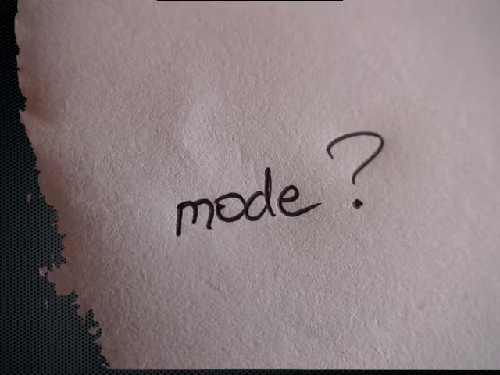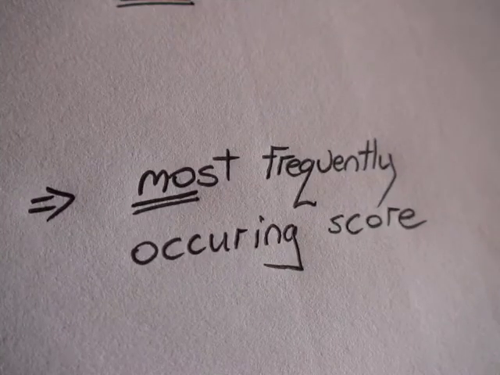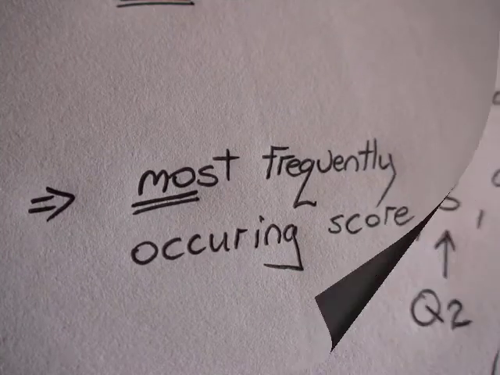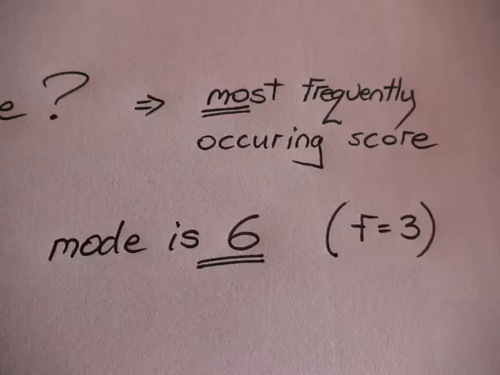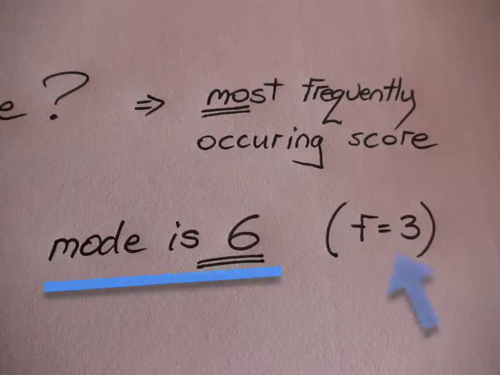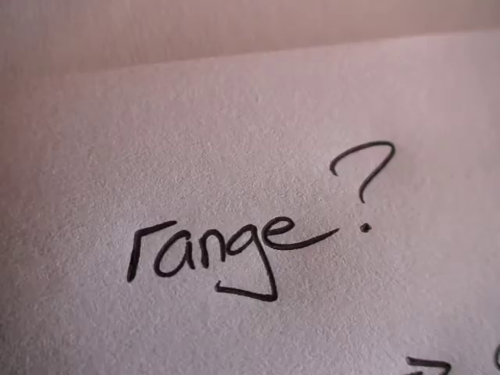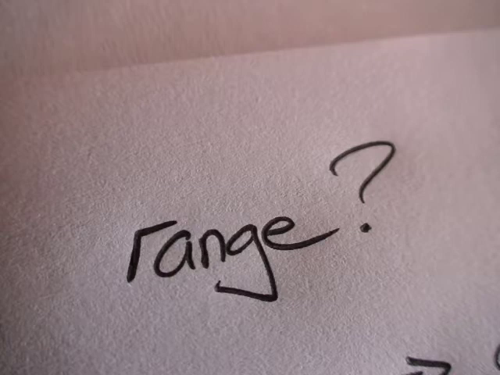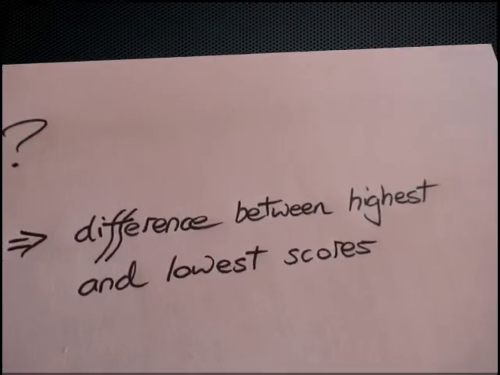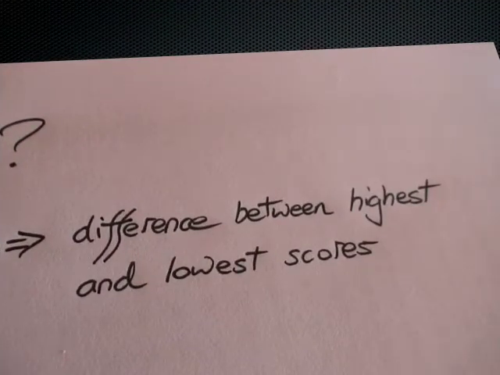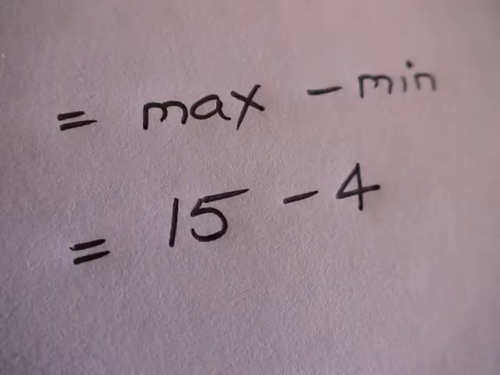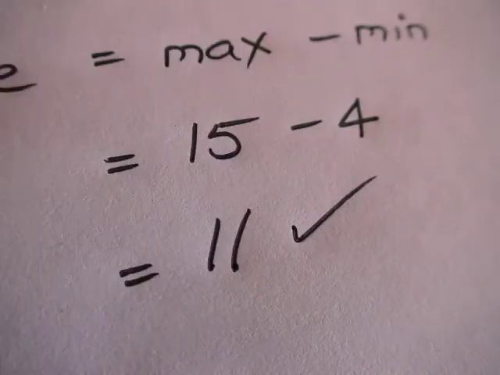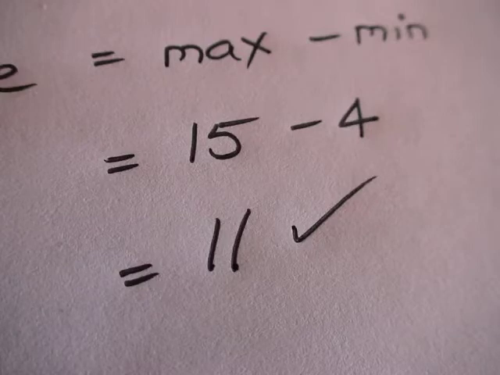What's the mode? Simple definition. The most frequently occurring score. Go back to our data and we see the number 6 occurs the most, 3 times. Therefore the mode is 6. Moving on. What's the range? The difference between the highest and lowest scores. The formula for this is range equals max minus min. Highest score is 15, lowest score is 4, so therefore we have a range of 11.